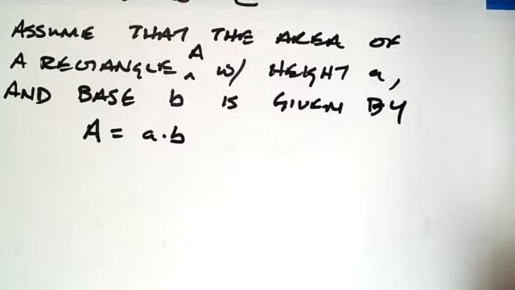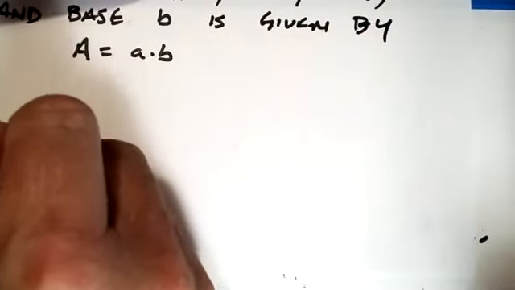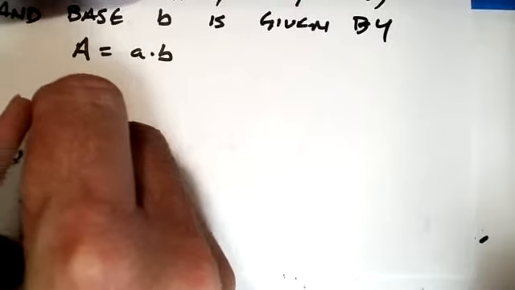Now, the first thing I'm going to do is a little bit of geometric proof, which means that I start by drawing things. So arbitrarily, here's my rectangle.